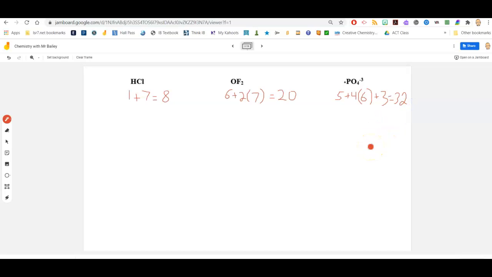That's step 1. Step 2, we want to connect everything to the central atom with at least a single bond. In our first example, HCl, we only have 2 atoms, and so we will simply connect them with a single bond. Here on the OF2, generally the element they list first is the central atom. It should also be the least electronegative. And finally with PO4, P in the middle, and 4 oxygens around it.